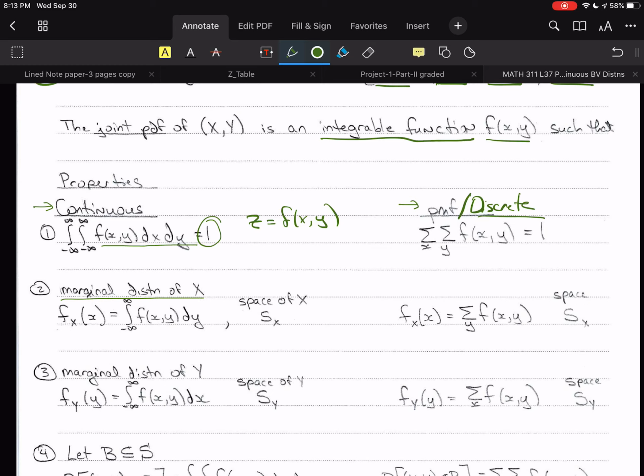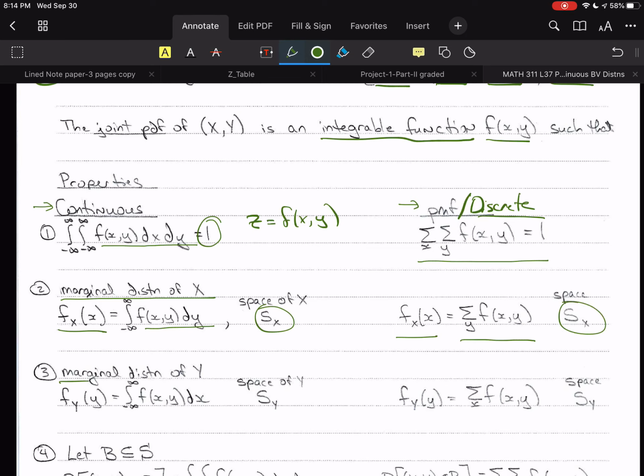A marginal distribution of x would be f of x, and we integrate f of (x, y) over y, so dy, and the space of x we're going to denote as S of x. For the PMF, remember that for property 1 here, we did a double summation across x and y of f(x, y), and then that sum had to be 1. And for the marginal, we use the same notation. We would sum across y, and again, we would denote the space as S of x.